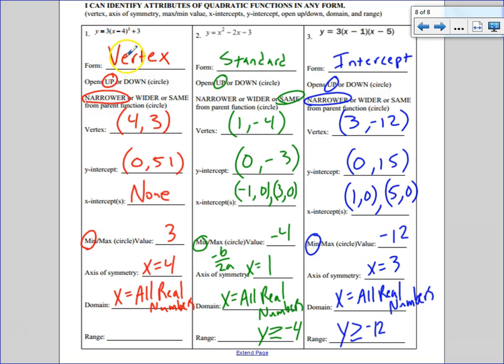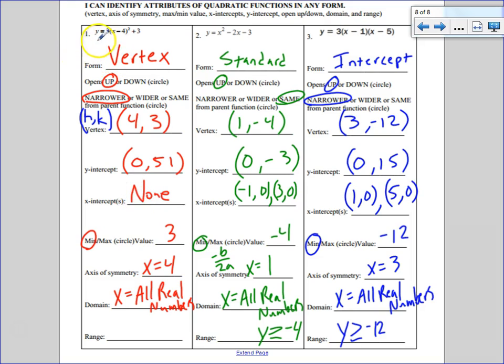So this first one is vertex form. We can tell by this one that it opens up since it's a positive a value, and it's a 3, so it's narrower since its absolute value is greater than 1. You can find the vertex for 3. Remember that vertex is h, k in that format. And we can find the y-intercept by plugging 0 in for x, and we get 51. The x-intercepts are difficult to come up with in this one because there aren't any.